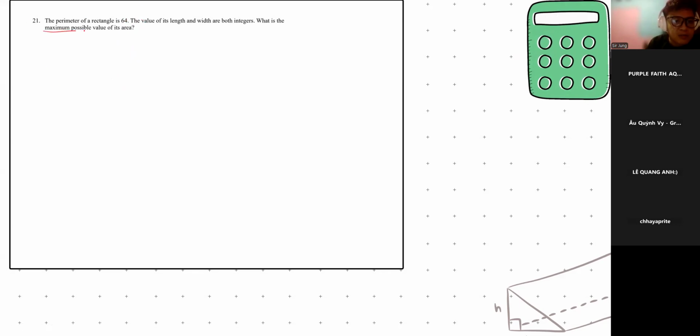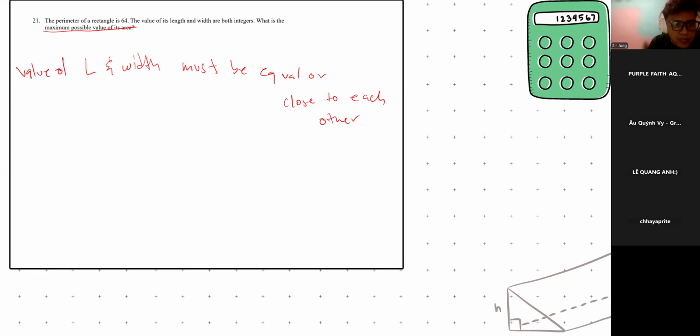So to get the maximum possible value of its area, the length and width must be equal or close to each other. Okay? Value of length and width. Okay? So perimeter, what is the perimeter of a rectangle again? That's equal to 2 times L plus W, which is equal to perimeter. Perimeter is equal to 64. So 2 times L plus W, that's 32, L plus W.